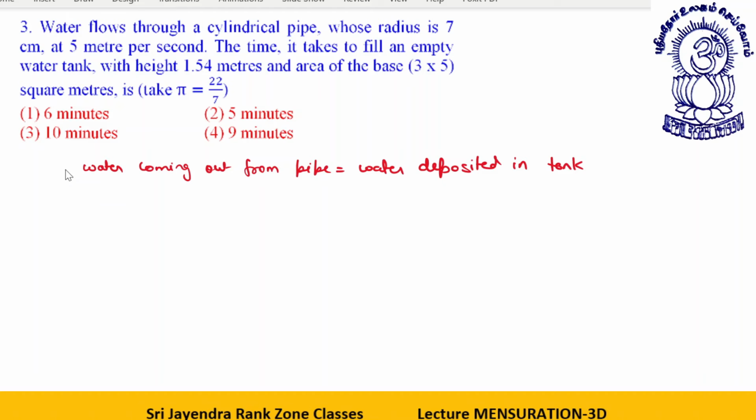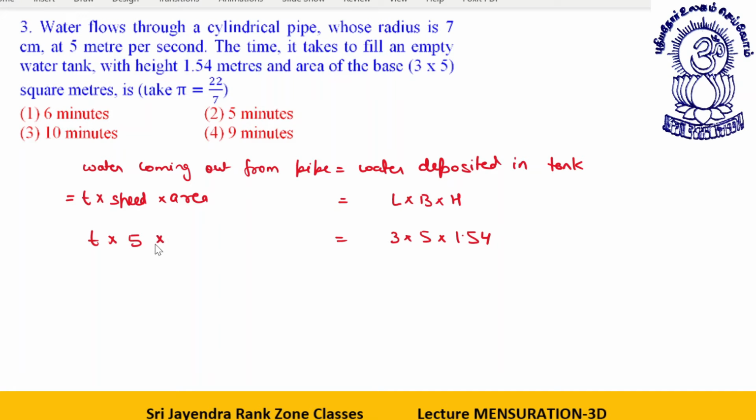See, the water coming out from the pipe is, first of all, time into speed into area, which is equal to water deposited into tank, that is L into B into H. So L is 3, breadth is 5, and height is 1.54. Time you have to calculate. Speed is 5 meter per second.